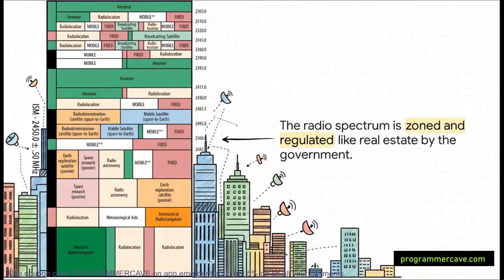Now that first variable, bandwidth, is super interesting. The radio spectrum isn't some infinite resource we can all just use. It's a finite thing, just like land. And just like land, it's zoned, it's divided up, and it's heavily regulated by governments. What you're looking at here is a chart from the FCC that shows just one tiny sliver of that spectrum and how it's carved up for everything from TV stations to your cell phone.